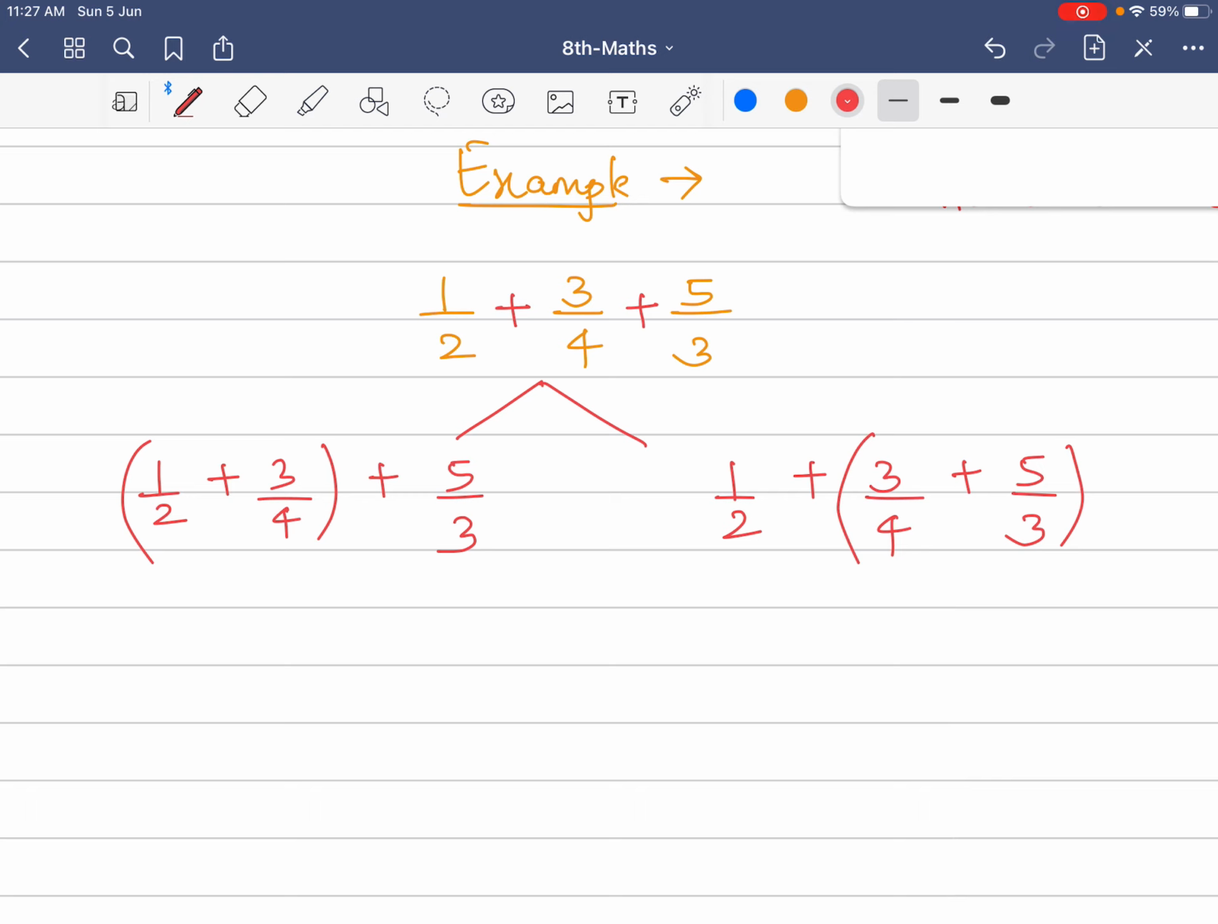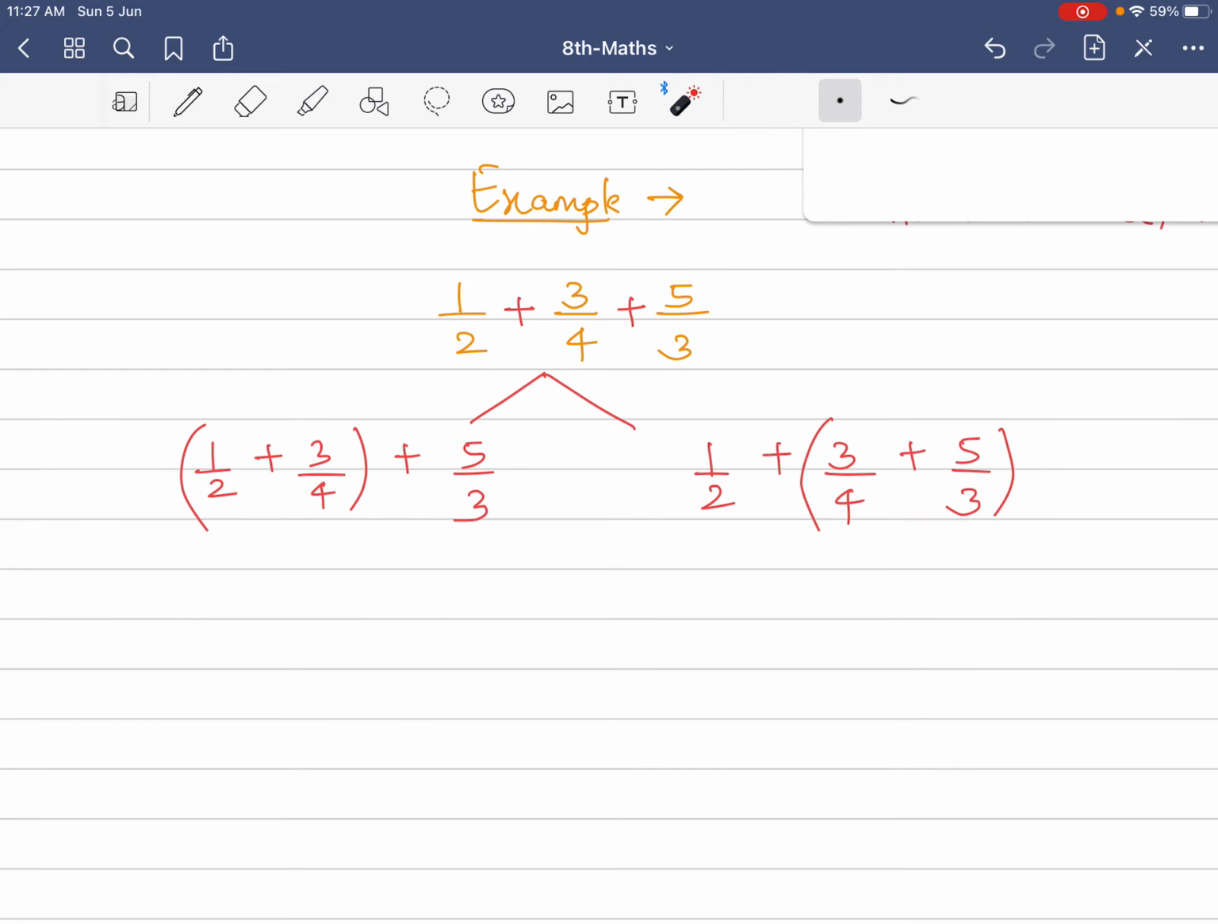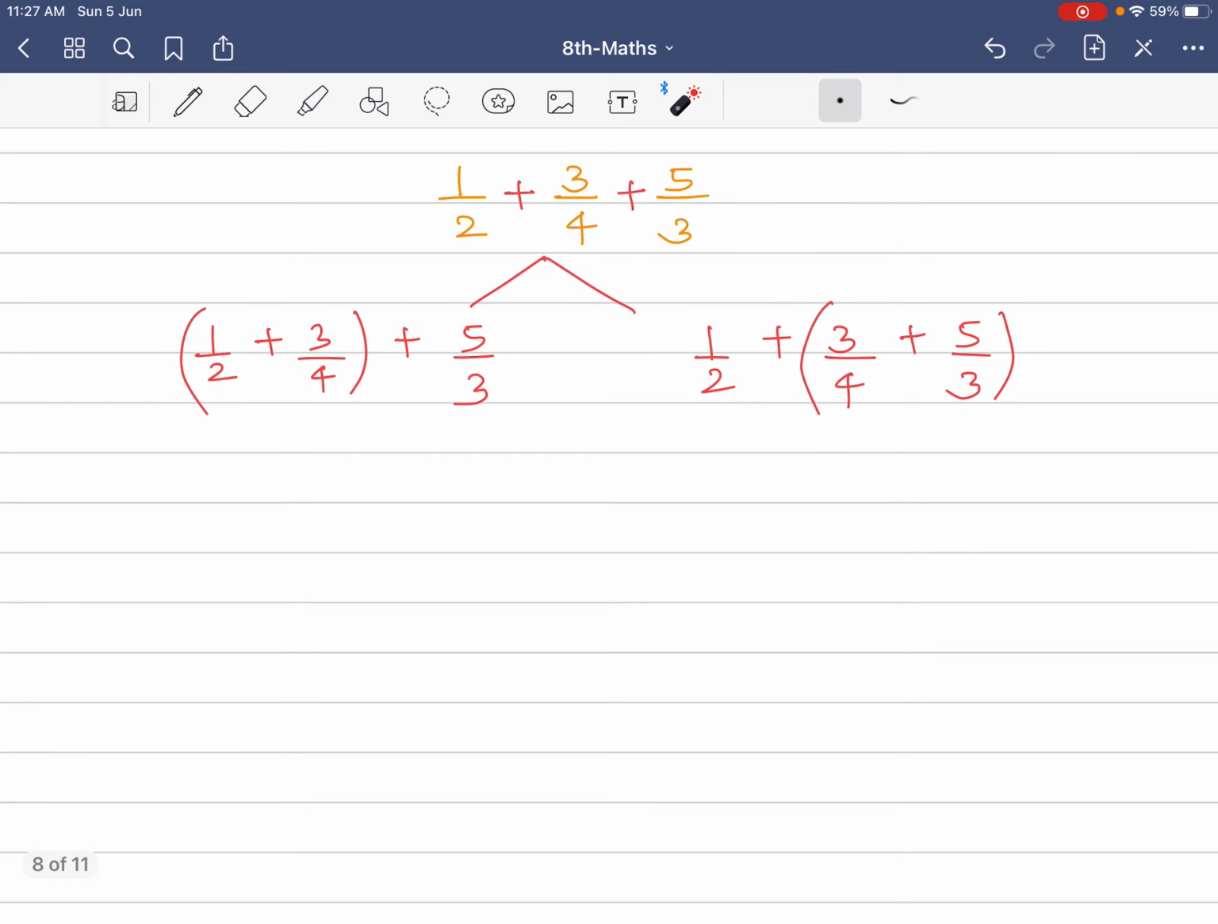Okay, so once again, let's just have a quick look. This was our expression. We were adding three rational numbers. Now there are two ways in which three rational numbers can be added. We can add these two first and then add the last one, or we can add the second and third first and then add the first one. So brackets denote associativity, how we are going to associate these rational numbers. Now let's solve each of these expressions individually.